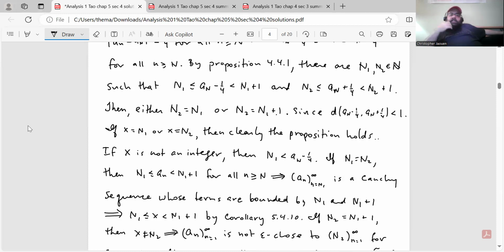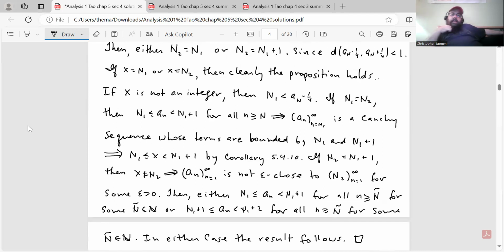If x is N1 or x is N2, then clearly the proposition holds, so we can assume that x is not an integer. Then N1 < a_N − 1/4. In the first case, if N1 equals N2, then N1 ≤ a_n < N1 + 1 for all n ≥ N implies that (a_n) is a Cauchy sequence whose terms are bounded by N1 and N1 + 1, which implies that N1 ≤ x < N1 + 1 by corollary 5.4.10.